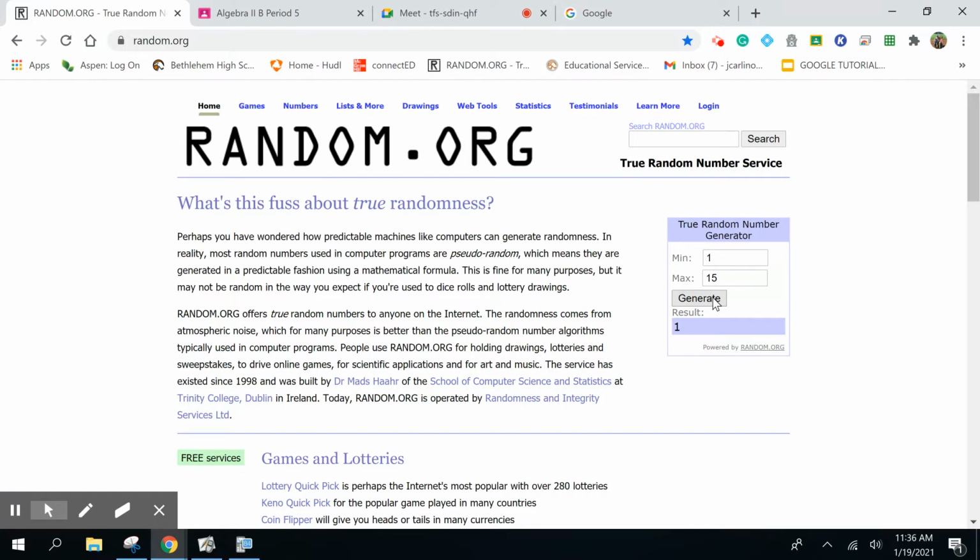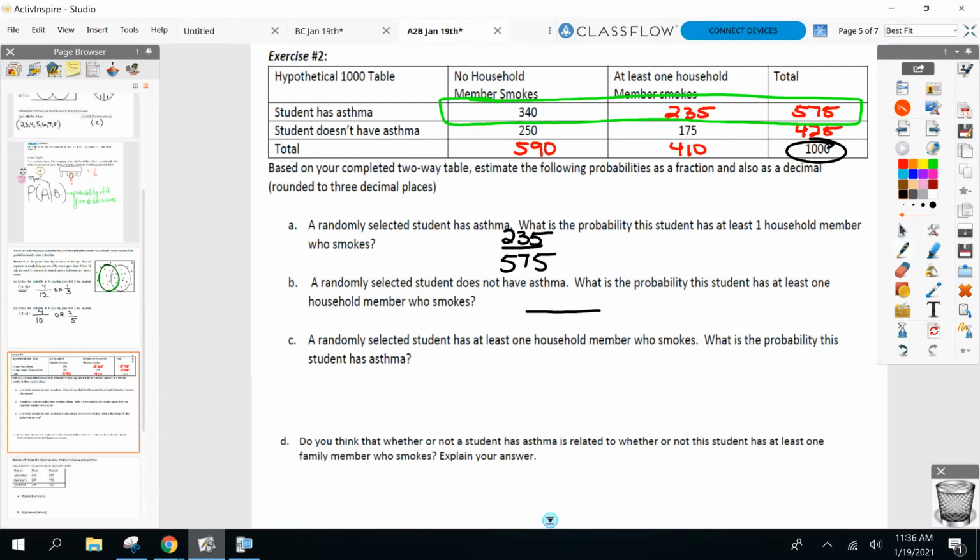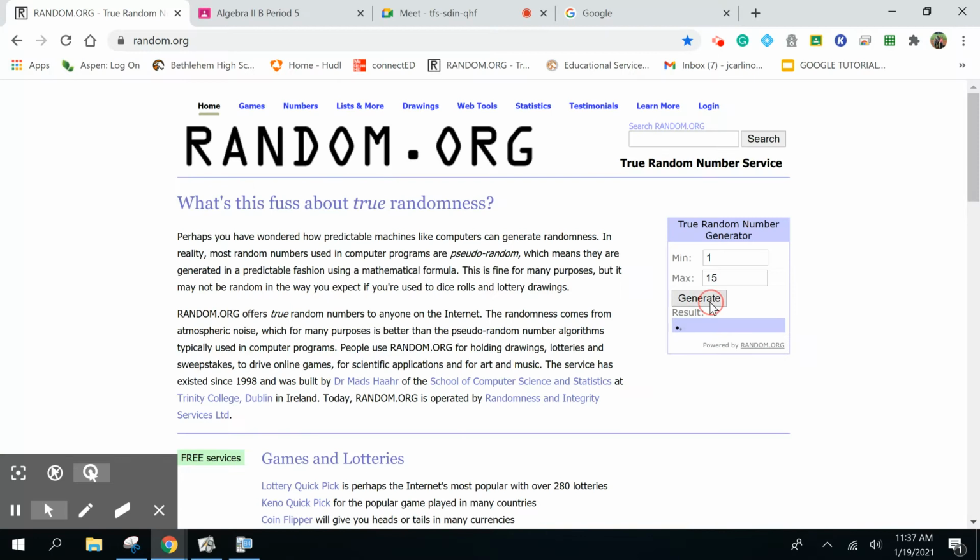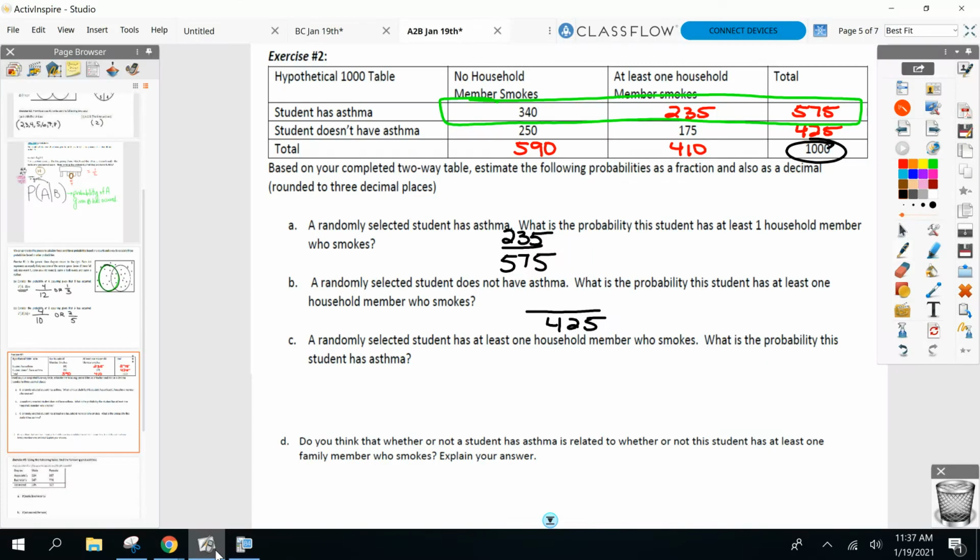Bassett, here you go. Redemption. Let's go. 425. Darn right. 425 kids don't have asthma. Out of that 425, how many have at least one household member who smokes? Out of that 425, not 1,000, out of the 425, how many of those 425 have at least one household member who smokes? Look on the chart. Dan, here we go. Out of that 425, how many have at least one member who smokes? 175. There you go, 175.